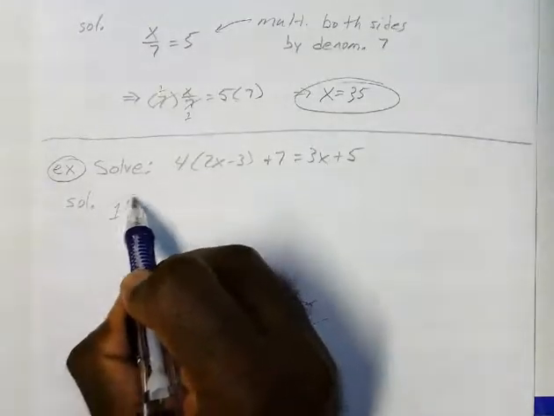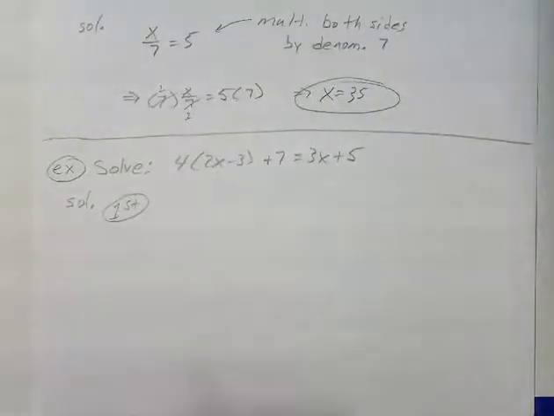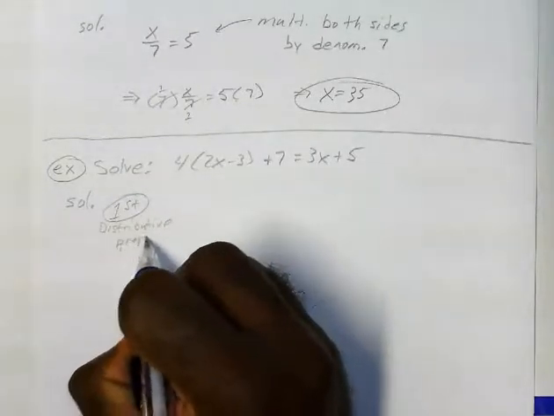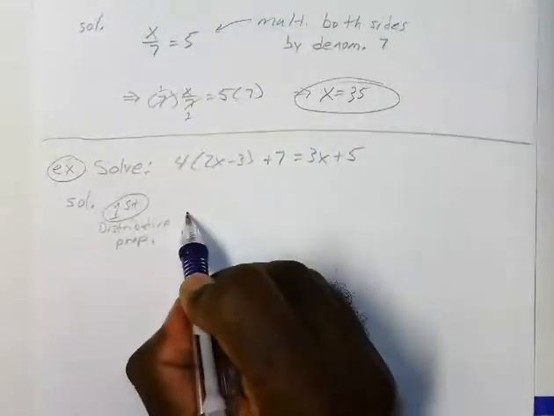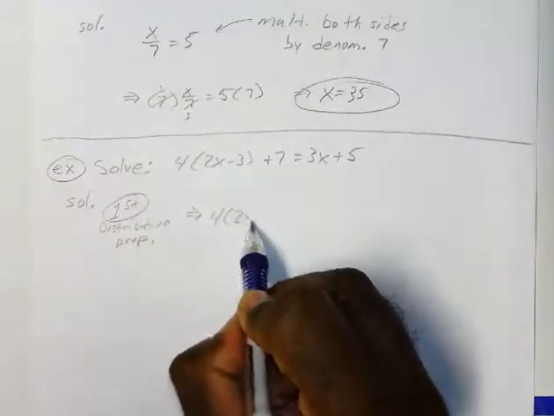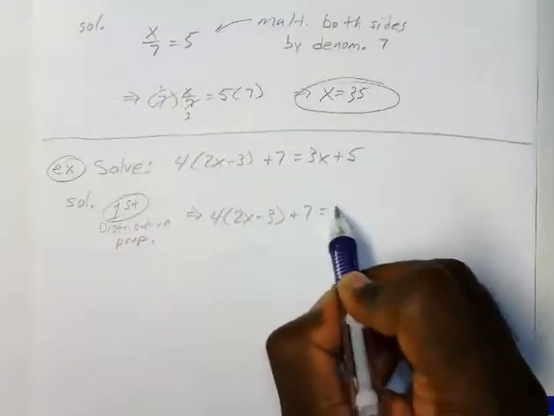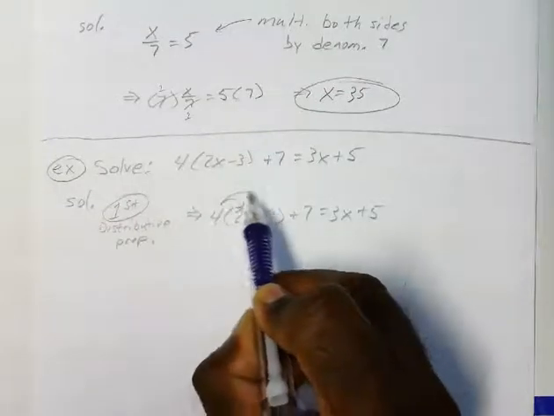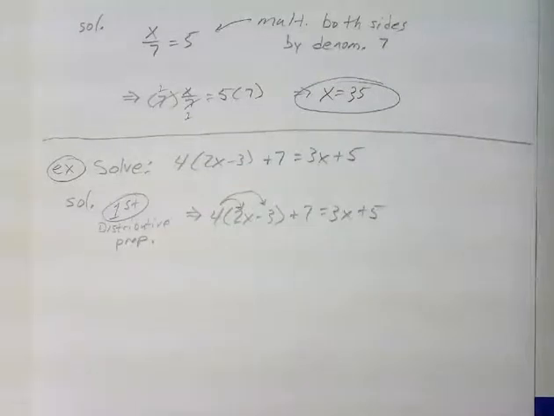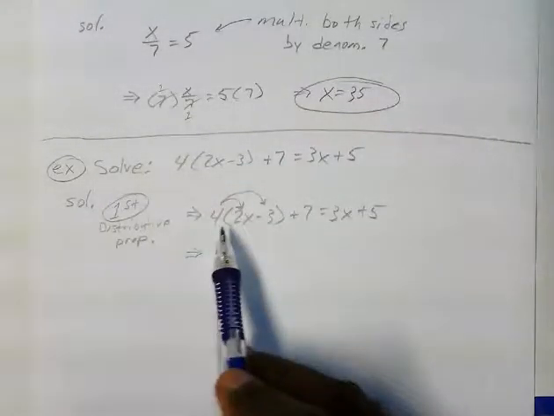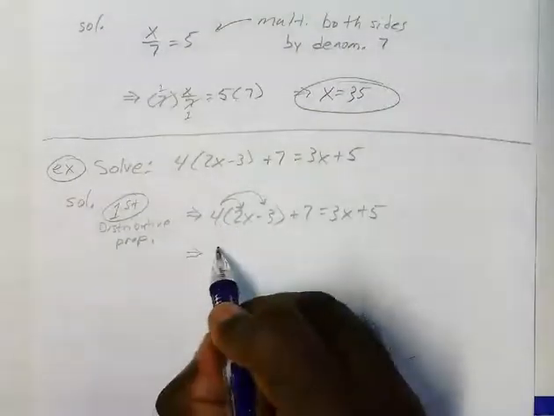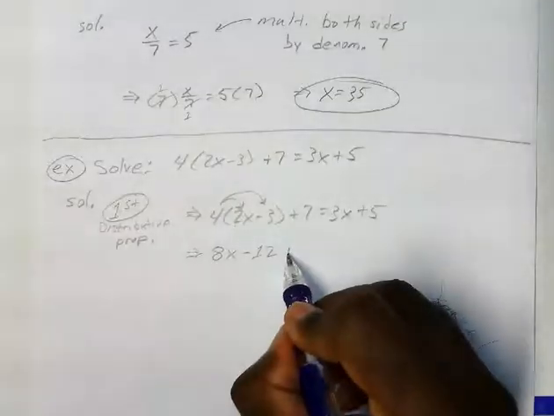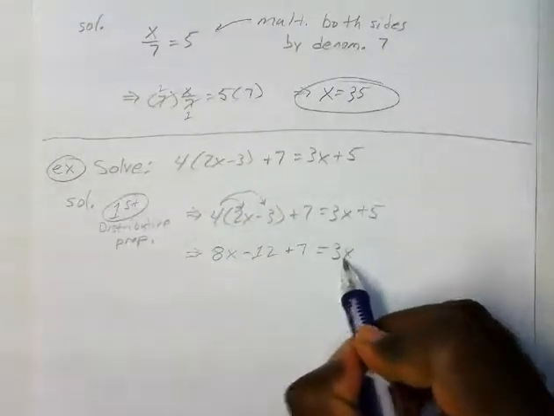Remember, your first step is to use the distributive property to get rid of those parentheses. That's step number 1, distributive property. So we're going to go ahead and just rewrite this. 4 times (2x minus 3) plus 7 equals 3x plus 5. We're going to go ahead and distribute that 4. So 4 times 2x, 4 times 2 is 8, so 4 times 2x is 8x. 4 times negative 3 is negative 12, plus 7 equals 3x plus 5.